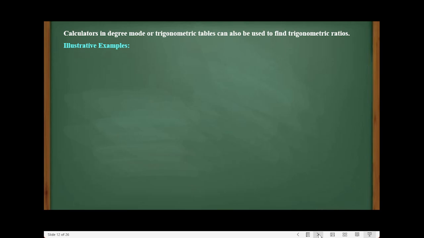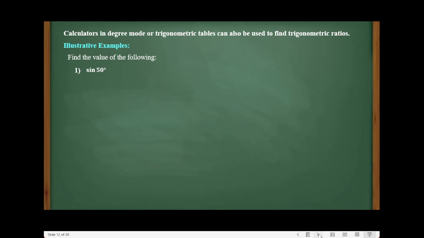Now for our next discussion, we have the next slide, and this time it involves the use of the scientific calculator. Calculators in degree mode or trigonometric tables can be used also to find the trigonometric ratios. Now, let us have the first example. Say we are asked to find the value of the following. The first one is sine of 50 degrees.